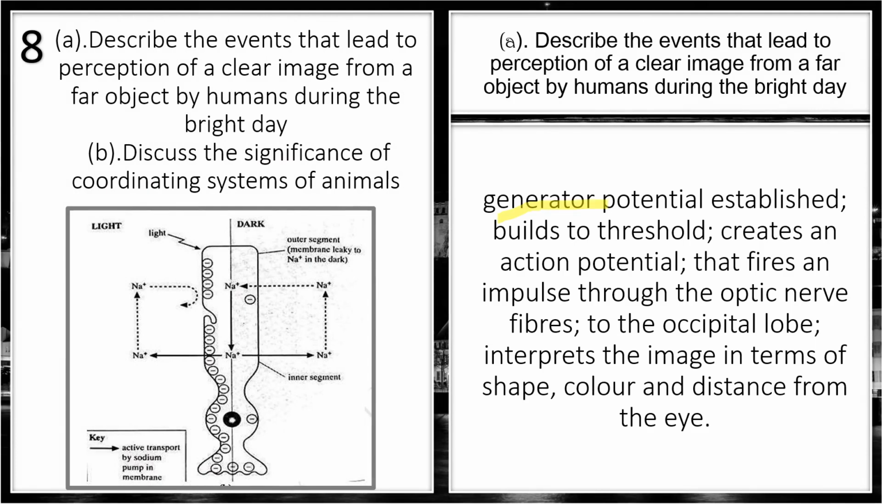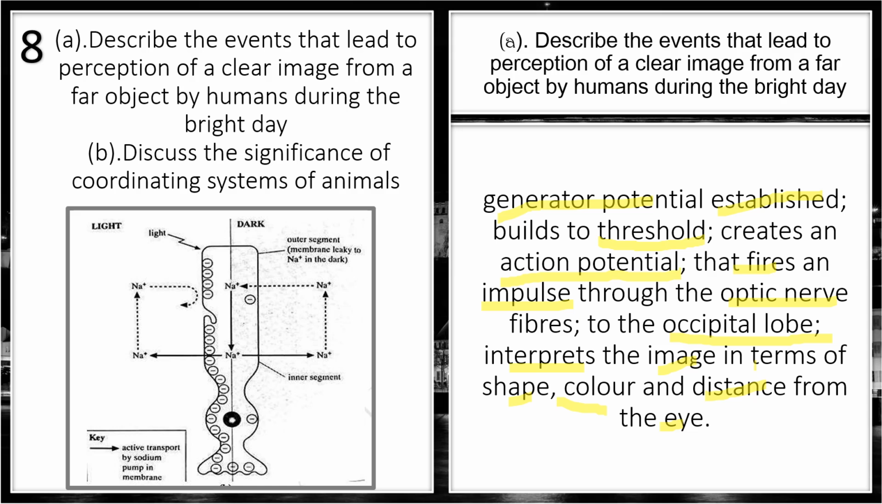A generator potential is established, builds up a threshold and creates an action potential that fires an impulse through the optic nerve fibers to the occipital lobe, and this one interprets the image in terms of shape, color, and distance from the eye.